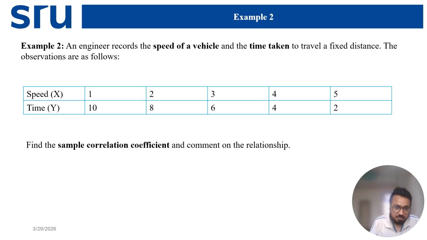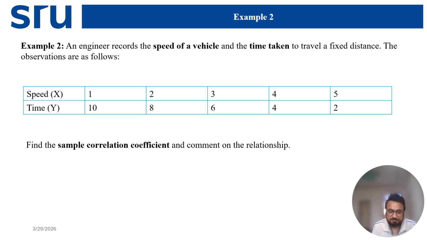There is another example. An engineer records the speed of vehicles and the time taken to travel a fixed distance. The observations are as follows. The speed and the time are given here. Here we have to find the sample correlation coefficient, then we have to interpret the result.